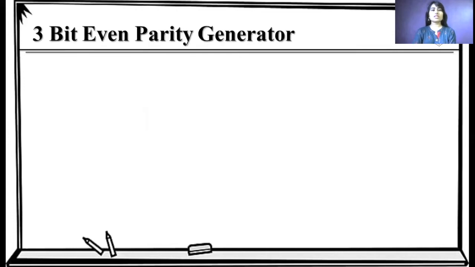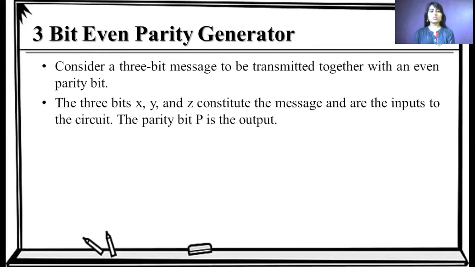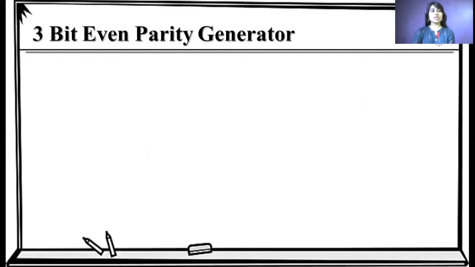3-bit even parity generator. Consider a 3-bit message to be transmitted together with an even parity bit. The 3 bits XYZ constitute the message and are the inputs to the circuit. The parity bit P is the output. For even parity, the P bit must be generated to make the total number of ones, including P, even. So how can we do this?